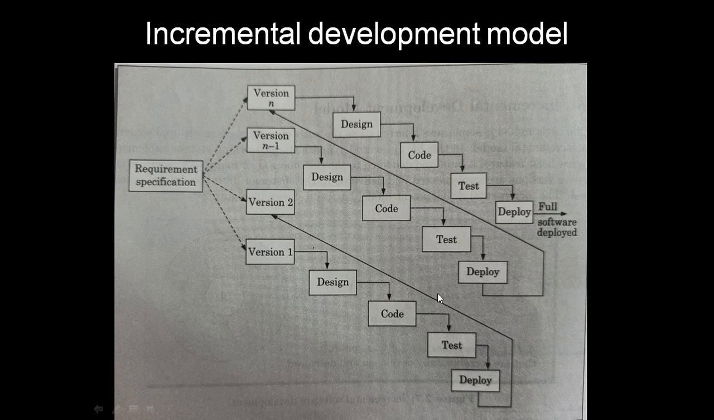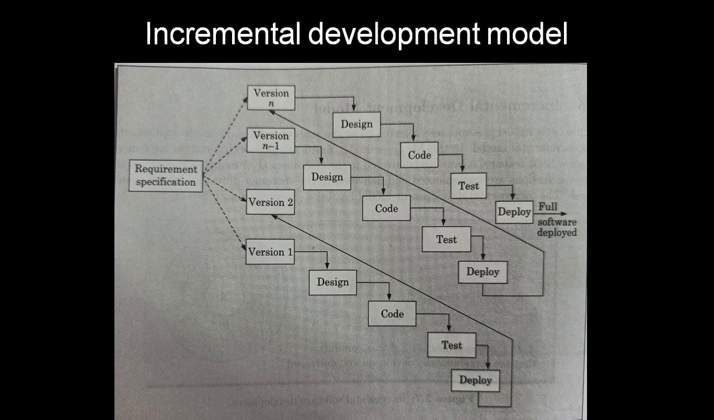Meanwhile, we will be developing the second version of the software. Also we'll get the feedback from the customer, and we'll add that feedback to the second version of the software. The second version will also be developed using the iterative waterfall model. Then it will go on like this, version n-1, and finally version n of the software. That is the final version of the software that will be developed. The full software will be deployed to the customer. So this is the incremental development model.